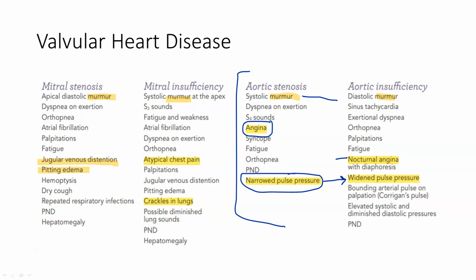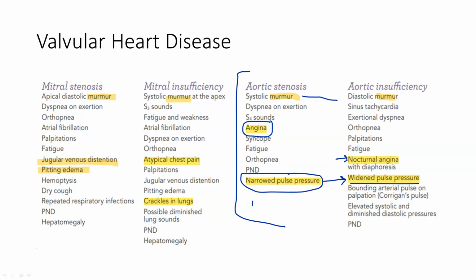With aortic insufficiency, it says nocturnal angina, so it's still chest pain. But now we see a widened pulse pressure. What are those two things going to look like for you? So if we're talking about changes in a client's vital signs with narrowed pulse pressures, and we're saying 120 over 80 is normal, the pulse pressure is 40.